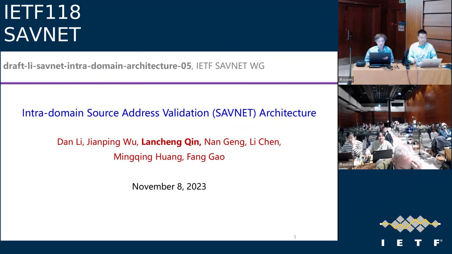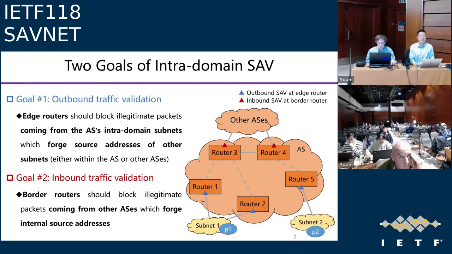Okay. Morning, everyone. I'm Lan Chengqing from Tsinghua University. I'm going to introduce the latest version of the intra-domain source address validation SAVNET architecture. So before I introduce the latest version, let's have a quick review of the background. Intra-domain SAV has two goals. The first goal is outbound traffic validation. It means edge routers should block illegitimate packets coming from the AS's intra-domain subnets, which forge source addresses of other subnets. The second goal is inbound traffic validation. It means border routers should block illegitimate packets coming from other ASes, which forge internal source addresses. So in this figure, router 1, router 2, and router 5 should perform outbound SAV, and router 3 and router 4 should perform inbound SAV.